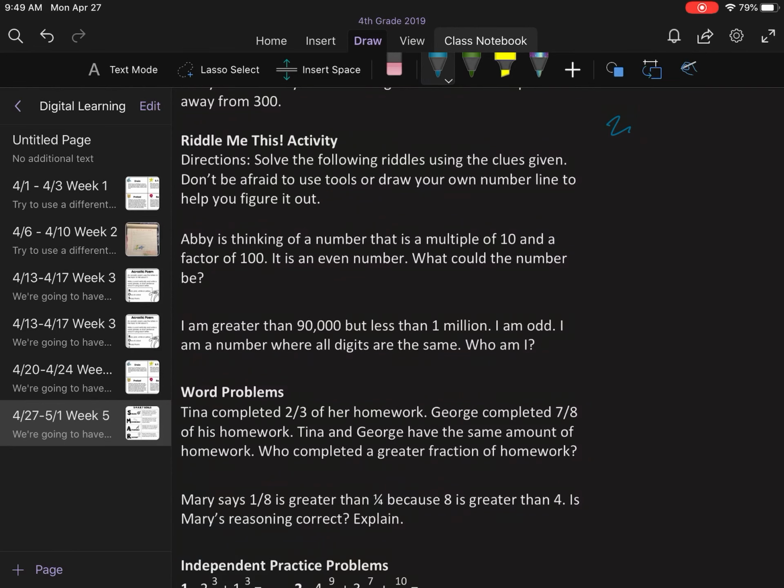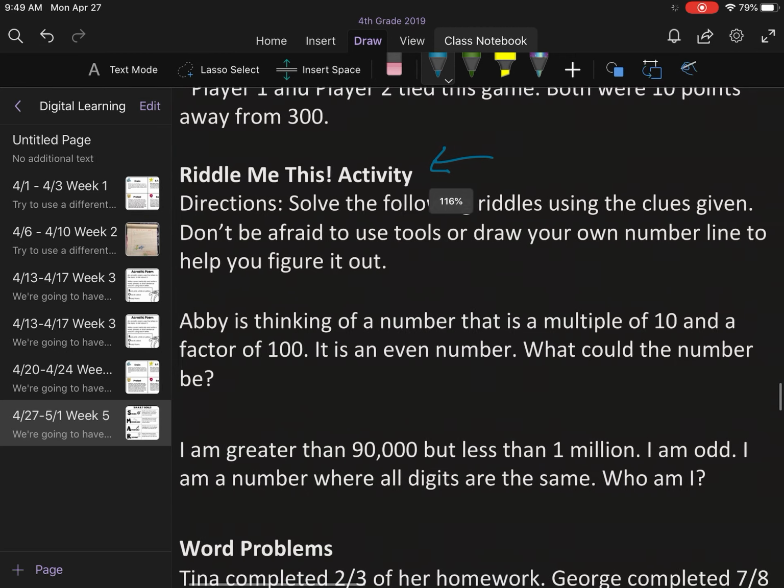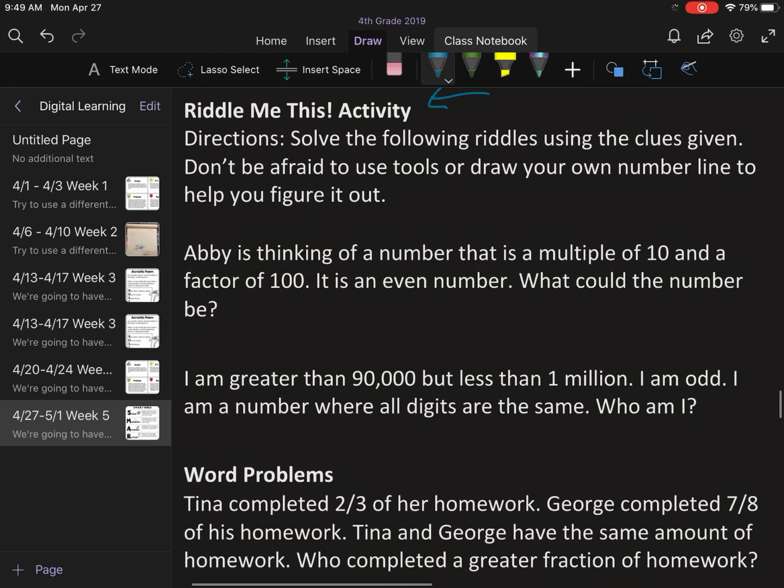All right, so we're on our Riddle Me This activity right over here. So let's zoom on in. Directions: Solve the following riddles using the clues given. Don't be afraid to use tools or draw your number line to help you figure it out. So here I have one riddle and two riddles. So let's see what we have.